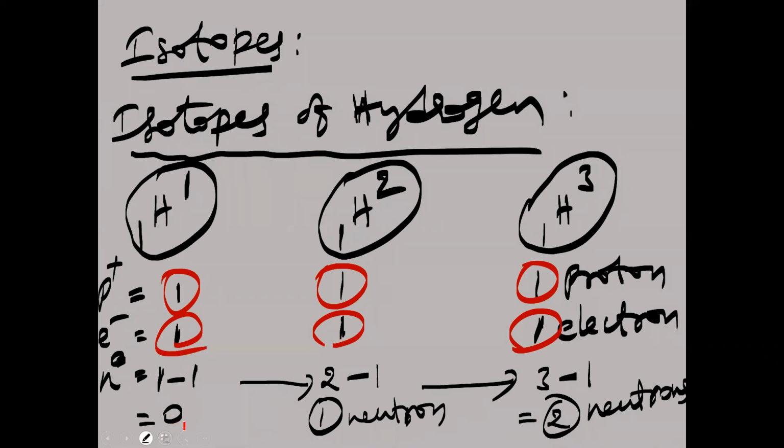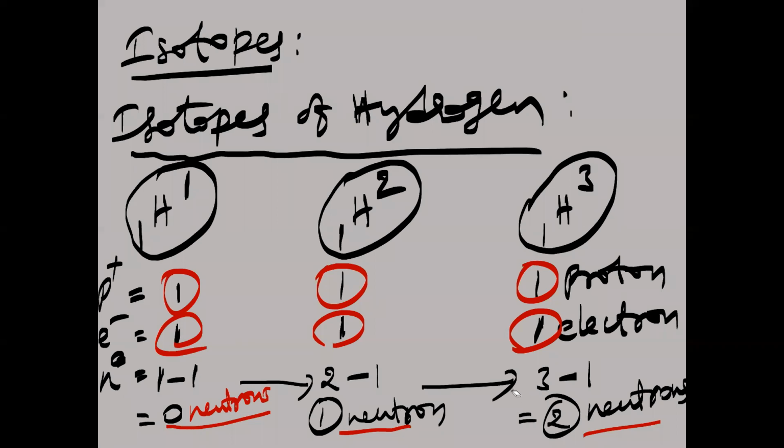But what is changing? Here 0 neutrons, here 1 neutron, here 2 neutrons. The number of neutrons is different, and the mass numbers are different: mass number 1, mass number 2, mass number 3. So what is the same for these? Atomic number is the same, but mass number is different and the number of neutrons is also different. It is the concept of isotopes.